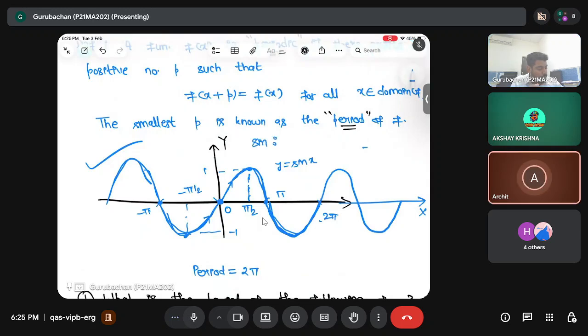Sir, domain is any real number, range is minus 1 to 1. Yes sir, minus 1 to 1. That's all for the timing. I can let you know its domain is real number and its range is between -1 to 1.